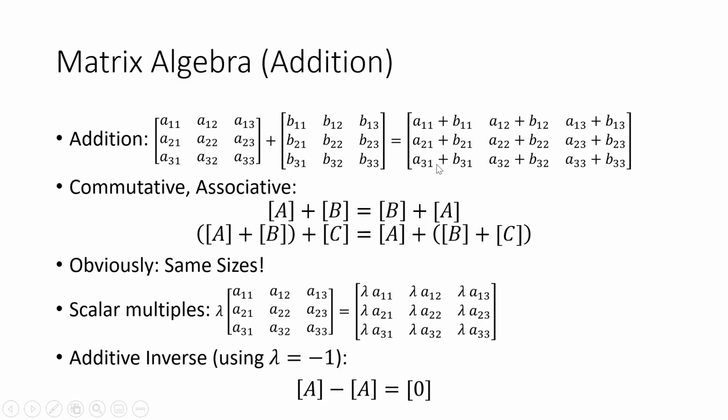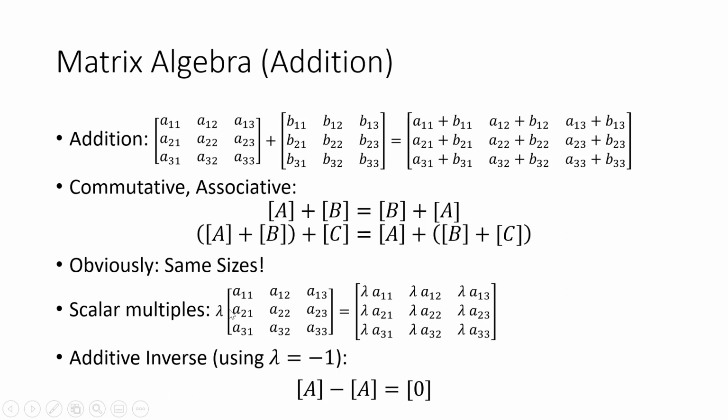And I think it's easy to see that since it's element by element, it's going to be commutative. In other words, if we swapped and we put B first and we did B plus A, it's going to be the same thing. And since we're talking about these elements being real in this case, it's going to be associative as well. But again, obviously, these matrices have to have the same size in order to add them.